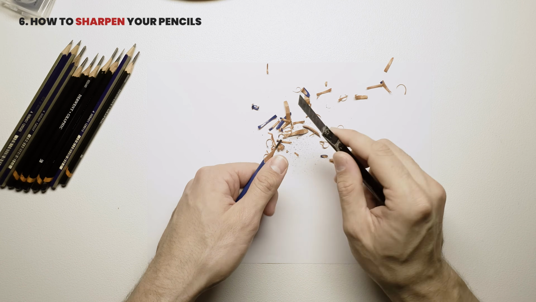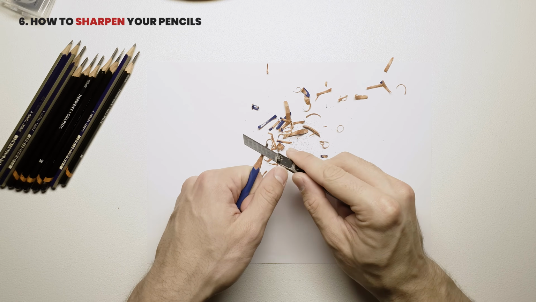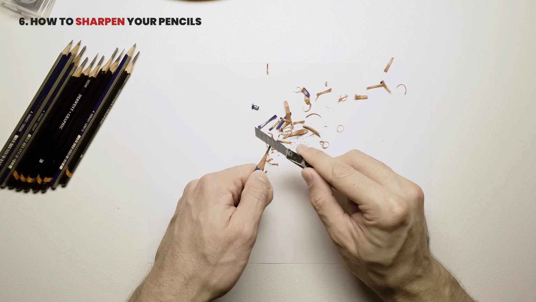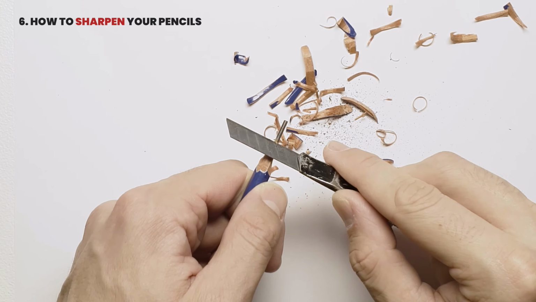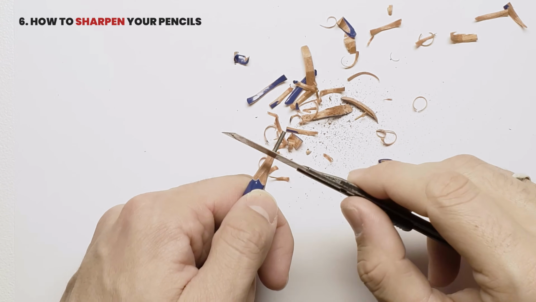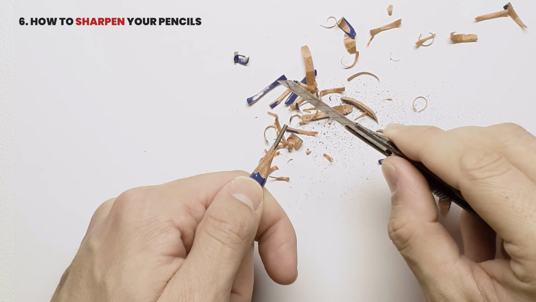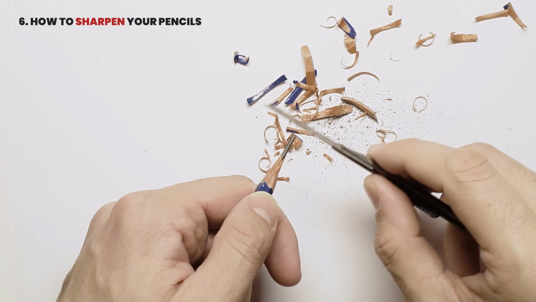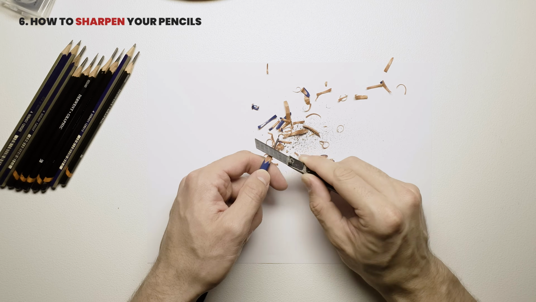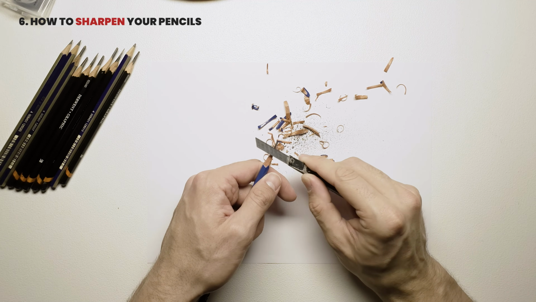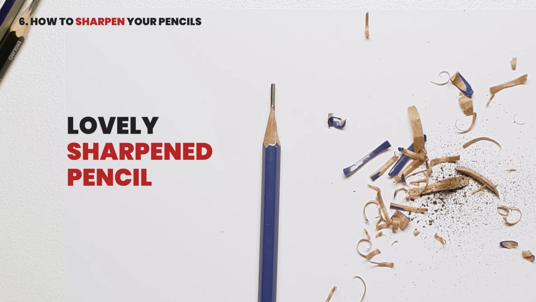We're almost done, and what I like to do, sometimes I'm just trying to sharpen the lead slightly, like that. If you do not feel comfortable doing it like that, you can angle your knife perpendicular to the lead and just scrape it gently. You just need to get a bit of practice, sharpen it that way to your desired width. Nice, and that's how you do it. That's a lovely sharpened pencil.